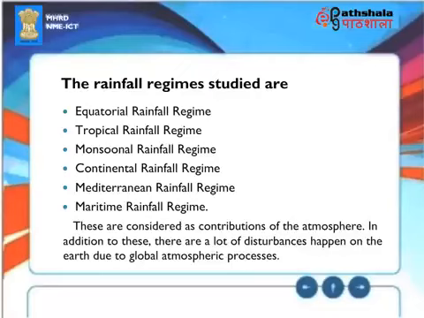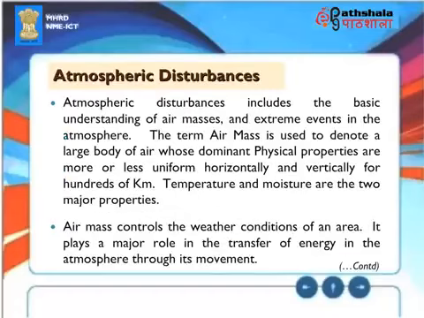The rainfall regimes studied are equatorial rainfall regime, tropical rainfall regime, monsoonal rainfall regime, continental rainfall regime, Mediterranean rainfall regime, maritime rainfall regime. These are considered as contributions of the atmosphere. In addition to these, there are a lot of disturbances happening on the Earth due to global atmospheric processes. Atmospheric disturbances include the basic understanding of air masses and extreme events in the atmosphere.